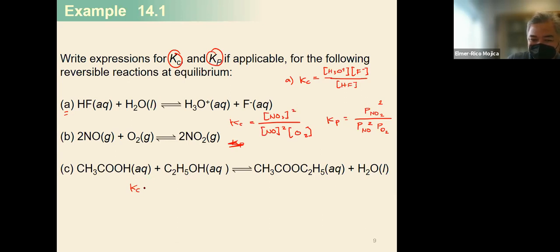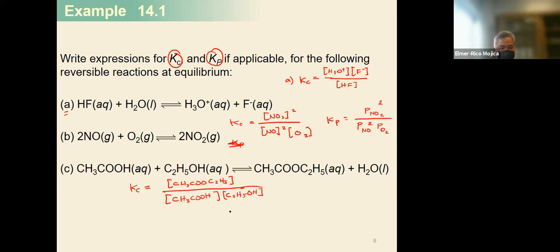So the next one that we have here, how are we going to write this? The concentration of whatever this one is, divided by the acetic acid and the ethanol. So you have there the ester over acetic acid and ethanol. Question?